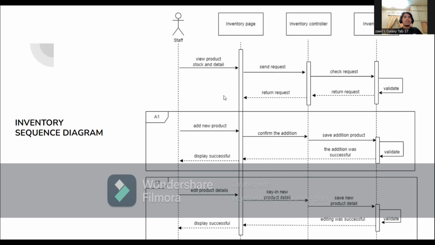In this sequence diagram, there are two alternative flows: the staff can add a new product, and the staff can edit the product details. If they want to add a new product, they can enter the product details, then save the product details. If a mistake happens when they add the product details, they can edit it, and then save the new product details.